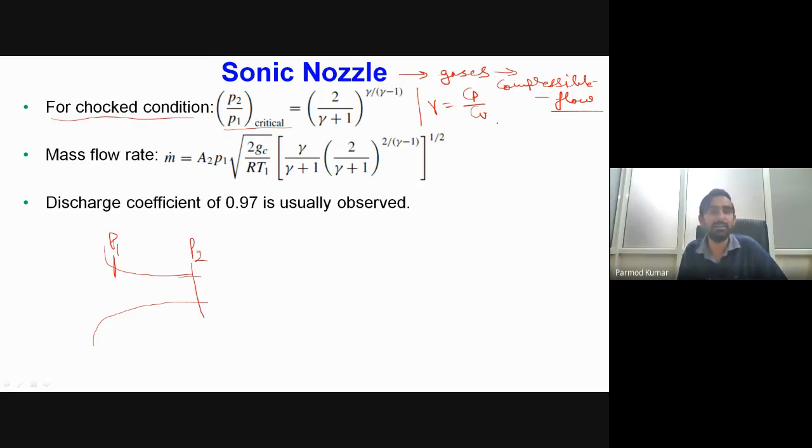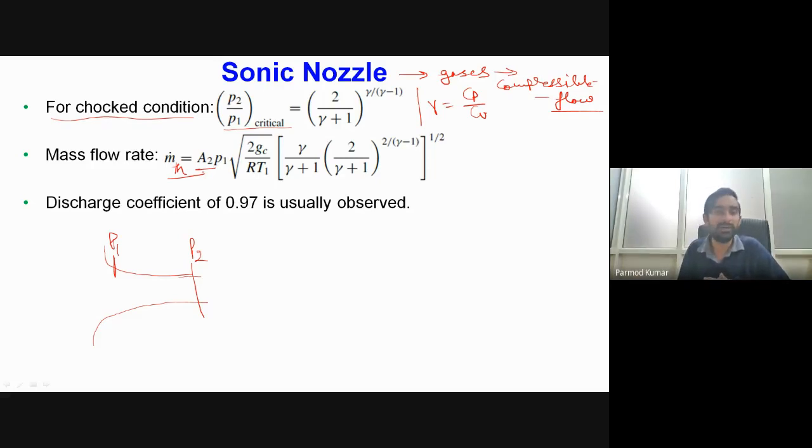So when we are having this kind of sonic flow situation, if we have to find out the mass flow rate of the gaseous phase, it is obtained using this relation: A2 times P1 into the square root of (2 Gc divided by R T1) into (gamma by gamma plus 1) multiplied by (2 divided by gamma plus 1) raised to the power 2 by gamma minus 1, and whole square root. This represents the theoretical mass flow rate across the nozzle.